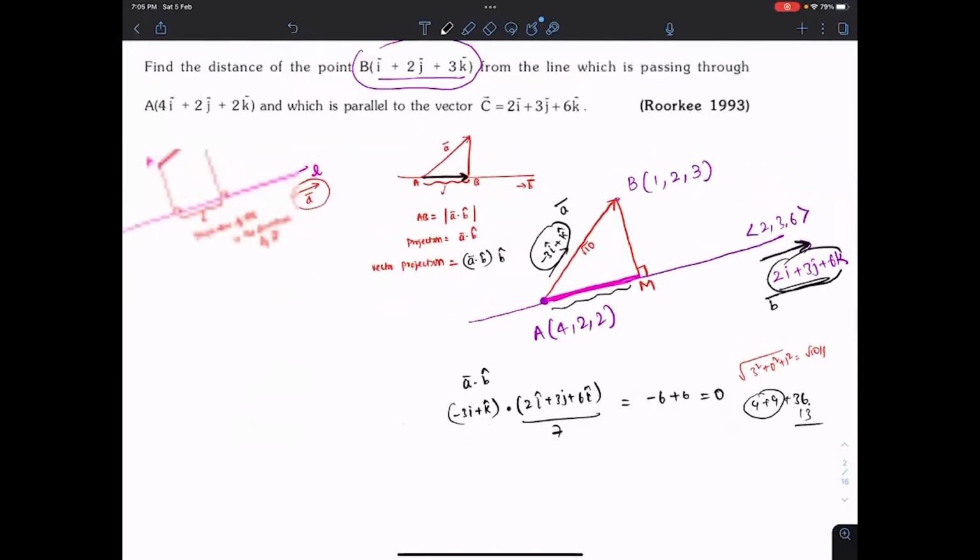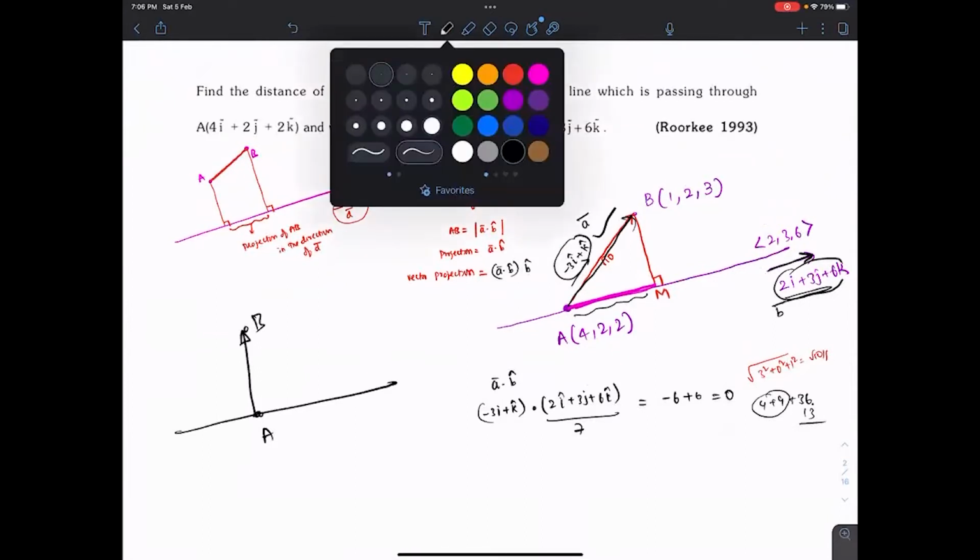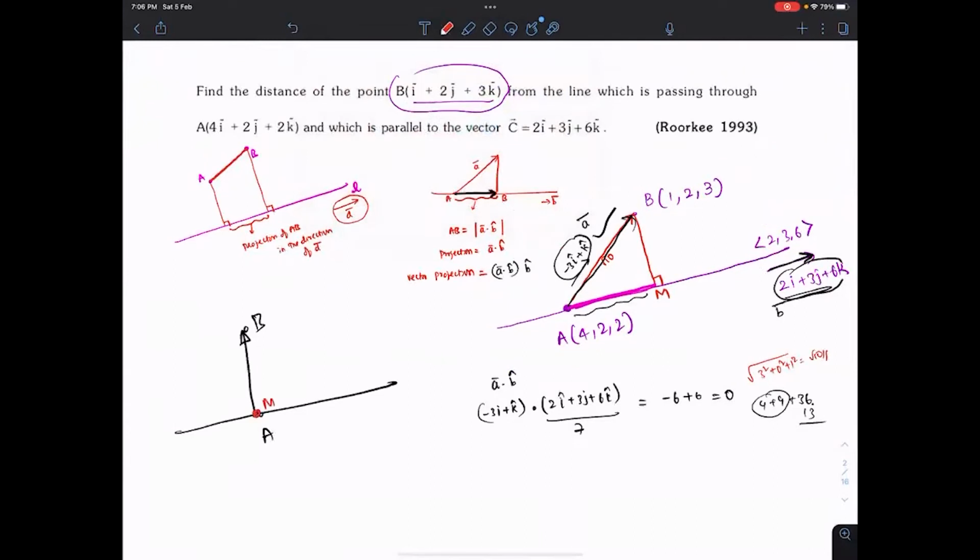It means the line joining these two is already perpendicular to the line. So if I join A and B, it is already perpendicular to the line. That's why if you drop the perpendiculars from A and B onto the line, both are falling at the same place. That's why the distance of M from A will be 0. So what they asked in the question, the perpendicular distance from this point onto this line, that is AB only. Directly the answer in this case.